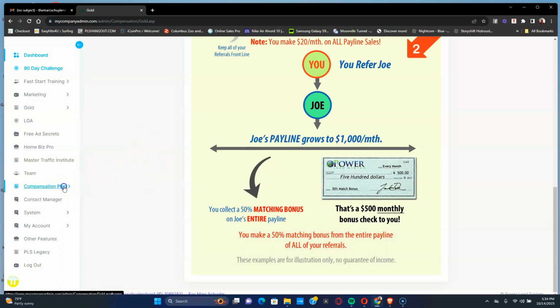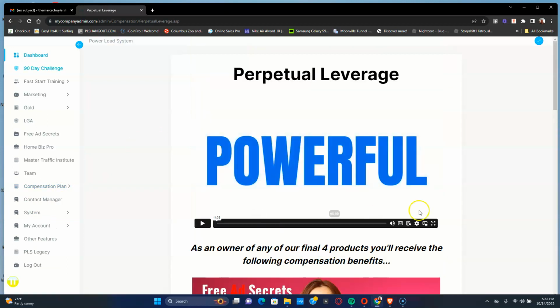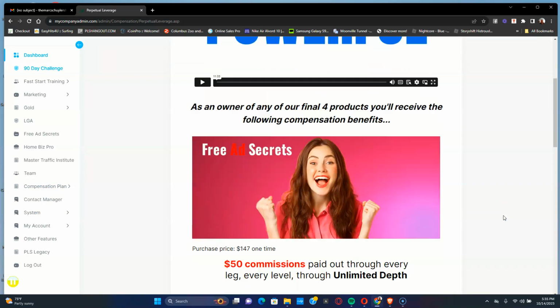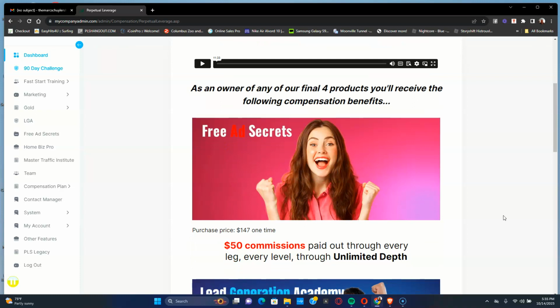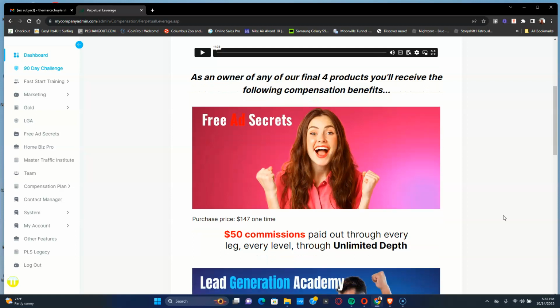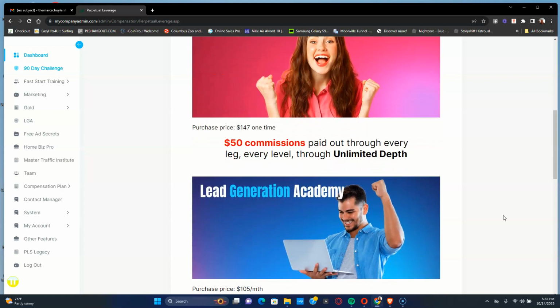Another part of this is something called perpetual leverage. It breaks down for you exactly each course that you buy. So if you buy Free Ad Secrets, which is $147 one time, and you own that, and somebody you refer decides, hey, I want to buy Free Ad Secrets, you earn $50 commission on that. And then, if I remember correctly, you also earn the 50% matching bonus on top of all that. It's every leg, every level, through unlimited depth. So that's how it works.